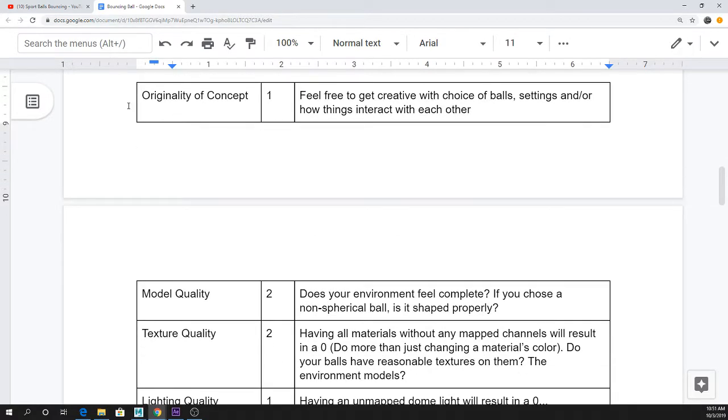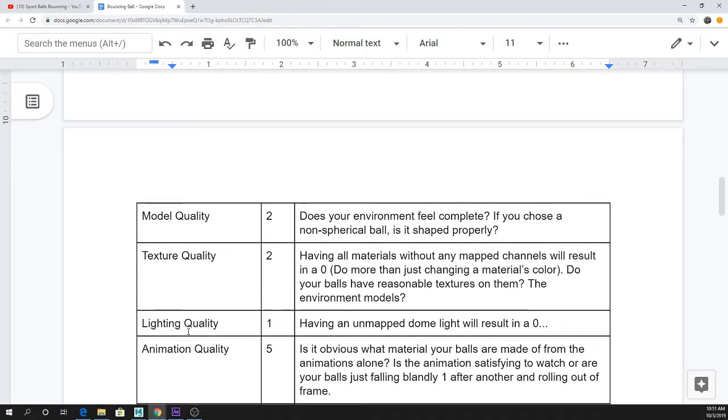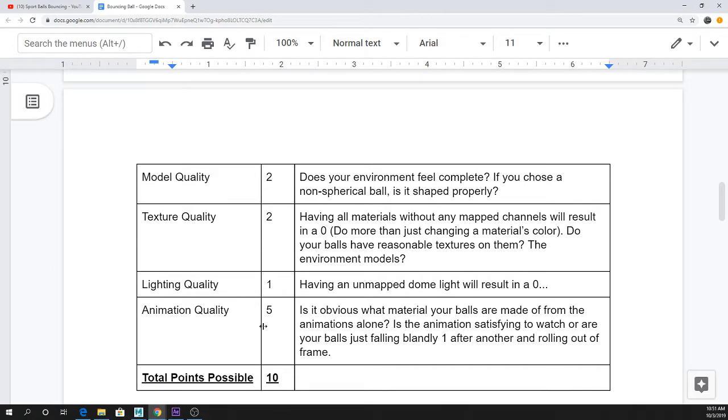Apart from that, I'm grading you on originality of concept. So you're going to get maybe a few more points if you do something creative with your scene versus just recreating reference and systematically dropping sports balls into a scene. Model quality, texture quality, lighting quality, pretty much the same thing, and animation quality.